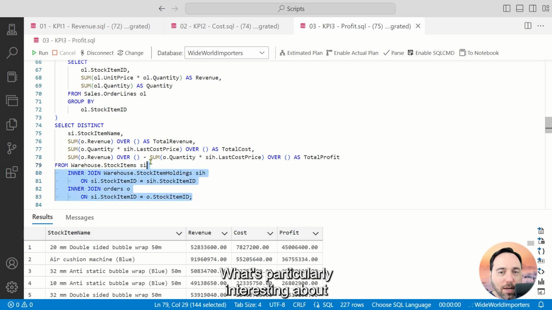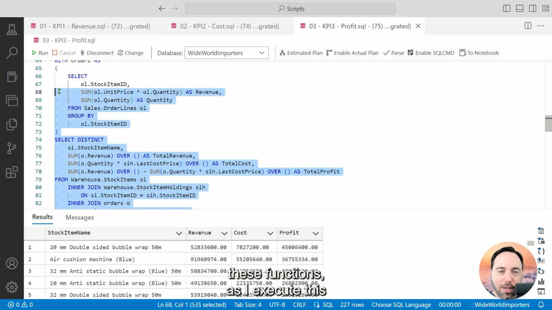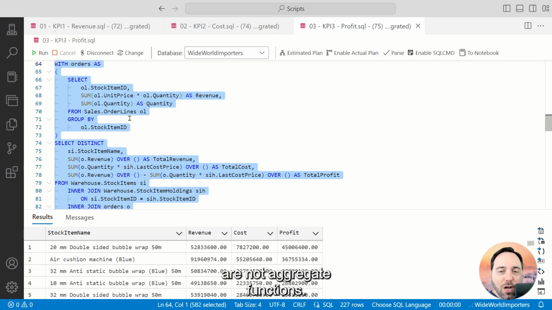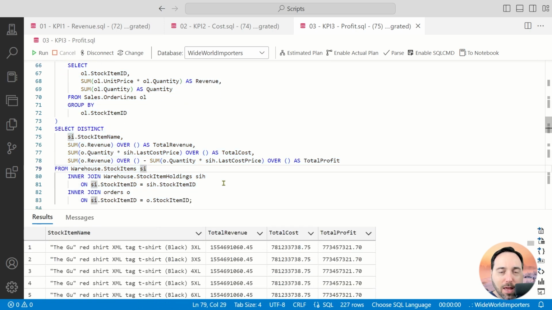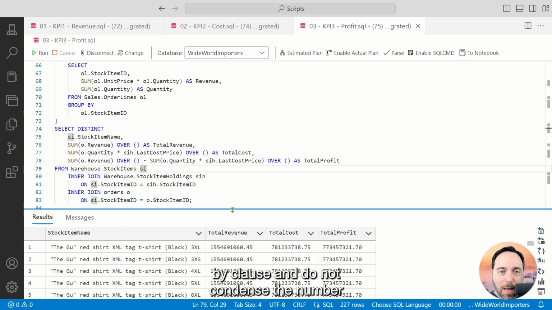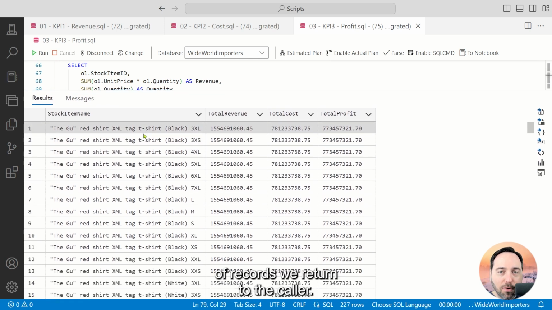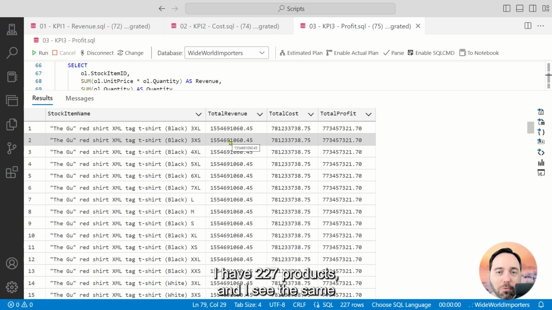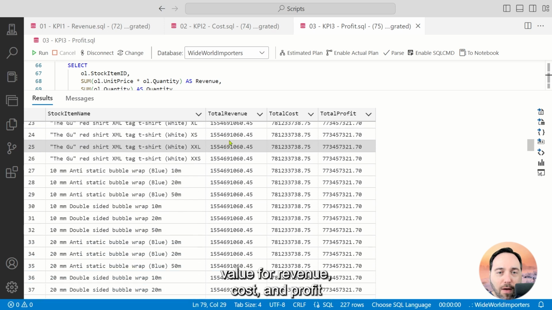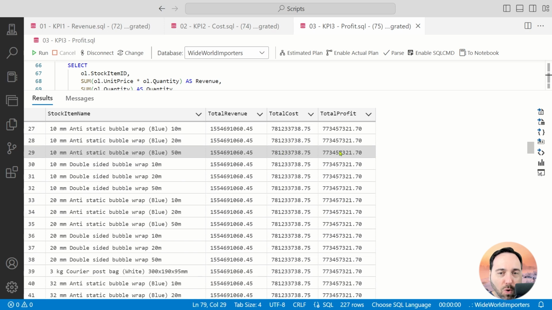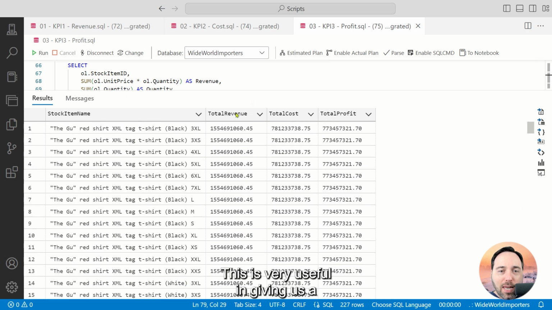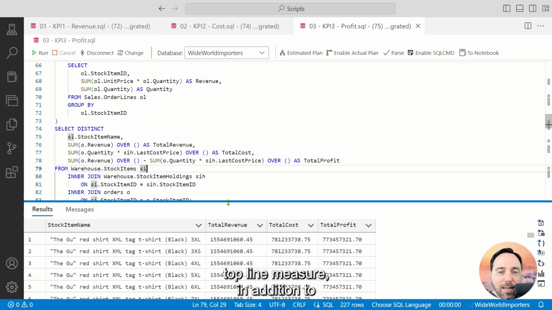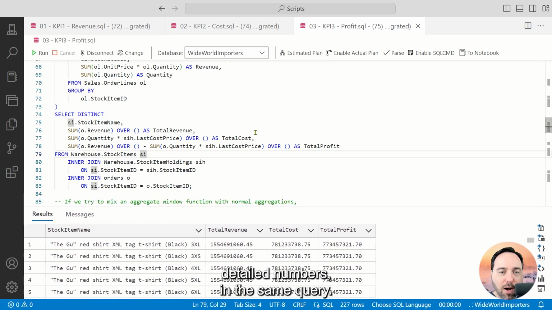What's particularly interesting about these functions as I execute this script is that window functions are not aggregate functions. In other words, we do not have a group by clause and do not condense the number of records we return to the caller. I have 227 products, and I see the same value for revenue, cost, and profit on each one. This is very useful in giving us a top-line measure, in addition to detailed numbers, in the same query. But this only answers half the question.